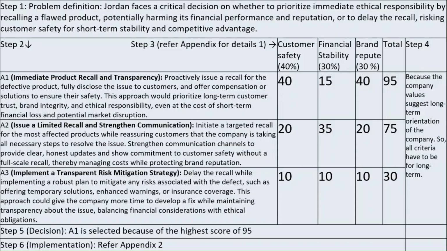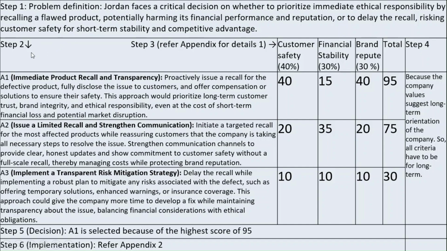Now here, this is how you can use the PACADI framework to analyze this case. So in step 1, you identify the problem. The problem here is that Jordan faces the critical decision on whether to prioritize immediate ethical responsibility, recalling a flawed product potentially harming its financial performance and reputation, or to delay the recall, risking customer safety for short-term stability and competitive advantage. So this is one problem. Ideally, it should be in one sentence.